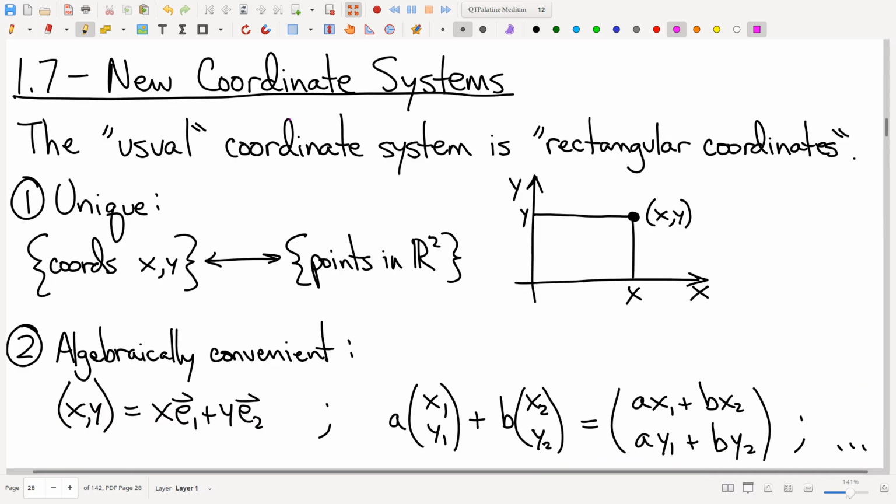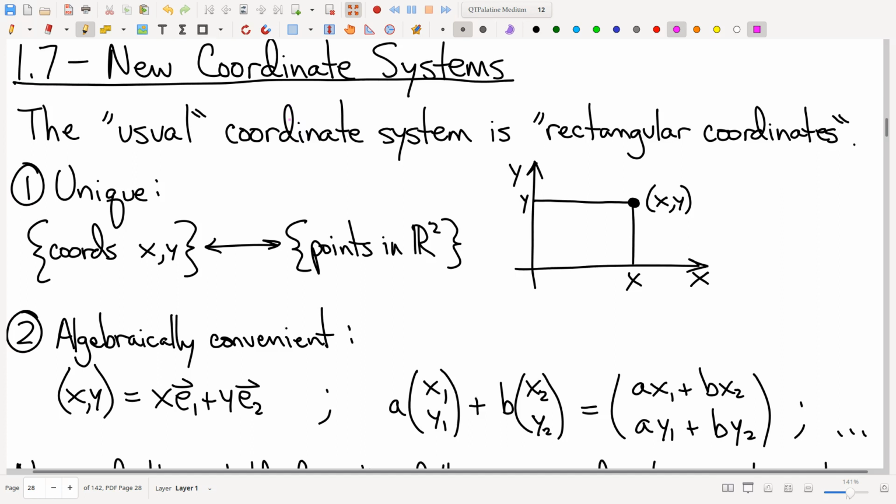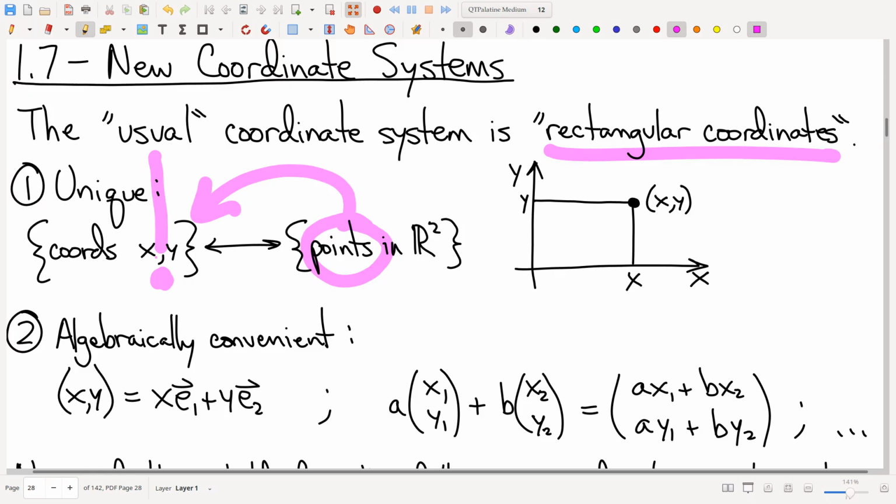Okay, moving along. We're into 1.7 now, new coordinate systems. First of all, I want to take a quick moment to appreciate some wonderfully nice and convenient properties of rectangular coordinates. First of all, rectangular coordinates are unique. Not only is it true that if you give me coordinates, that determines a point, but furthermore, for any point, there is exactly one pair of coordinates in rectangular coordinates that describes that point. Seems like a silly thing to say, right? We're so accustomed to rectangular coordinates, and of course they're unique.